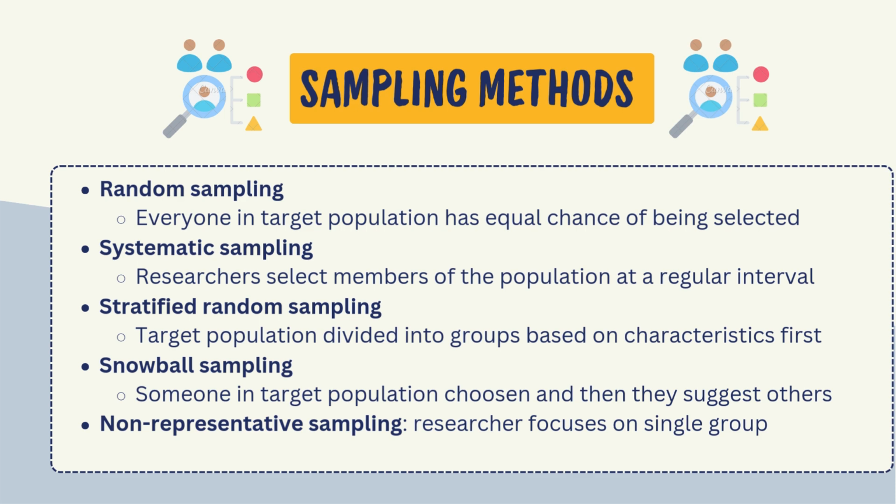Then snowball sampling is when someone from the target population is chosen, the type of person that the researcher wants to research, and then they suggest others who might also fit the research. And then finally, there's non-representative sampling, which is when the researcher just focuses on a single group. This is mostly the case in observation, for example, if they just want to investigate a certain gang, they would just select them. It's not representative of all gangs, it's not representative of all population, but the researcher is not interested in it being representative. Sometimes they just want to focus on a single group.